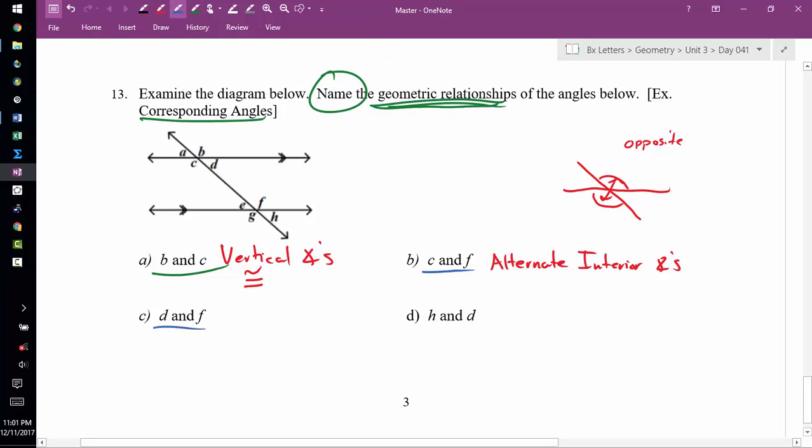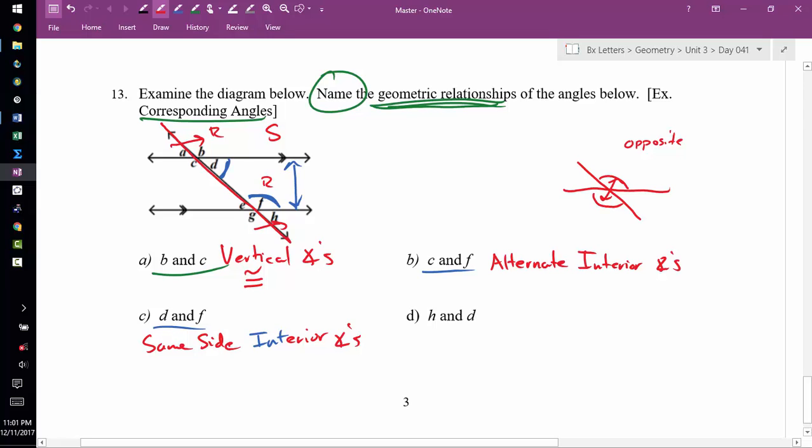Okay, D and F. There's a couple different names for this, but I'm going to go with the intuitive one. Once again, you can see that these angles are interior. They're inside those parallel lines. But now when we look at the transversal, they're both on the right side. They're both on what we call the same side. So if we put that together, you're going to get same side interior angles.